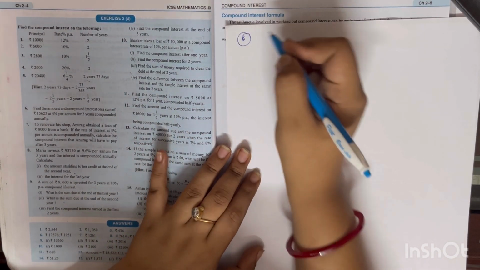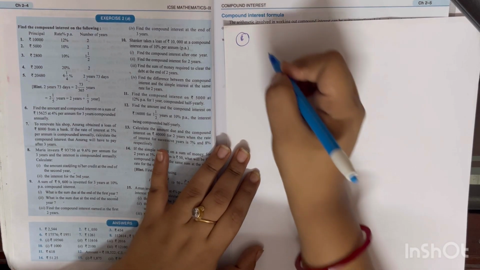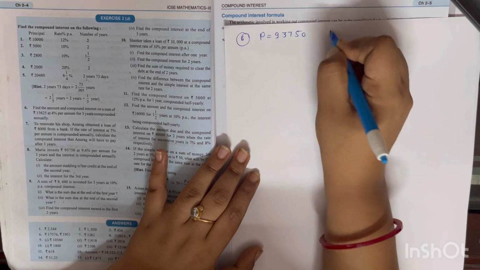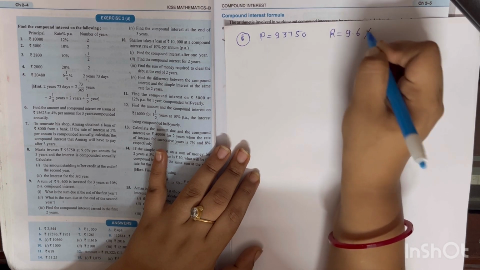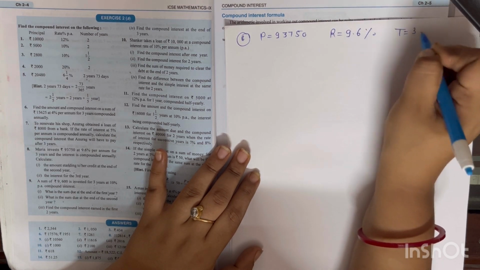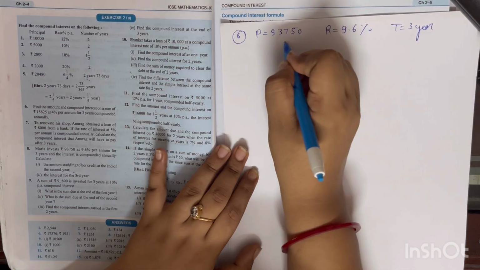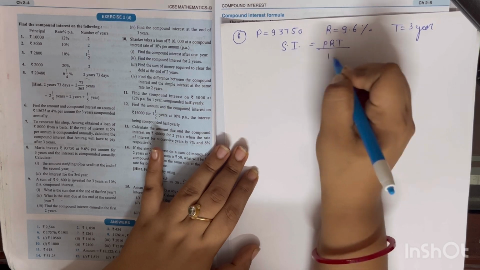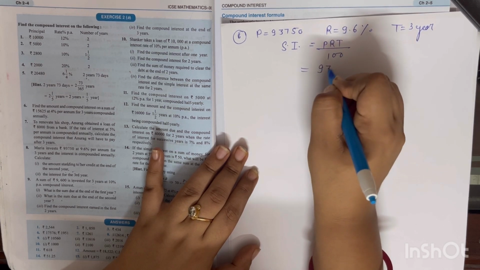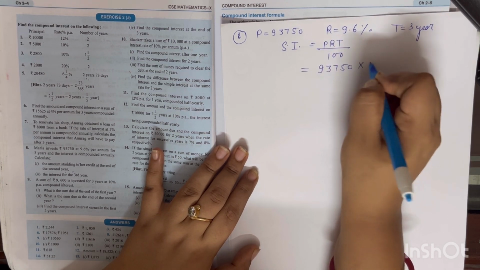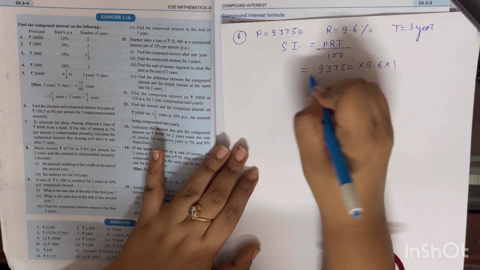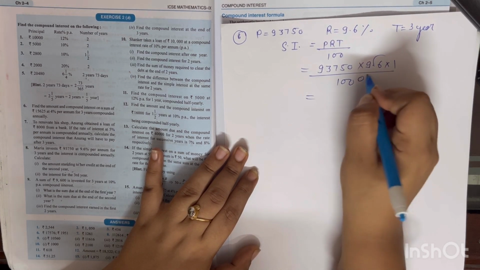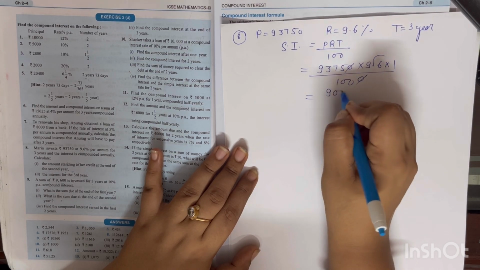P is 93750 and rate is 9.6% and time is 1 year. Simple interest is equal to P R T by 100. 93750 into 9.6 into 1 by 100. It is 9,000 rupees.